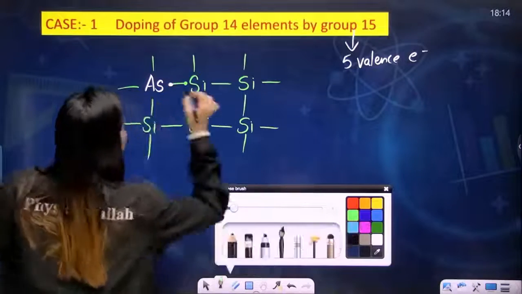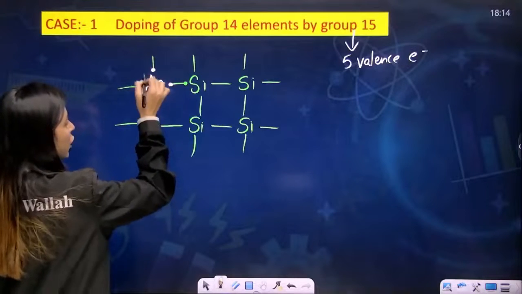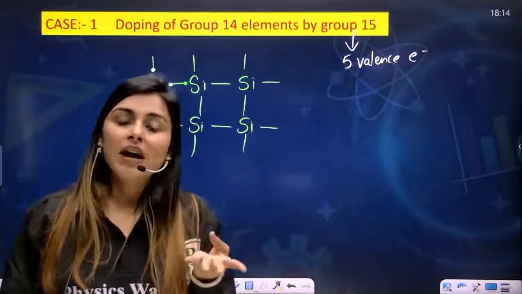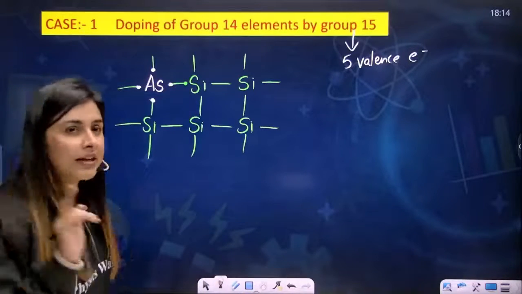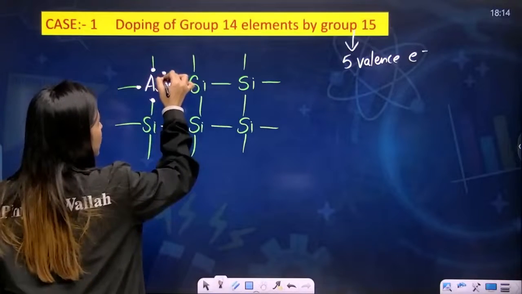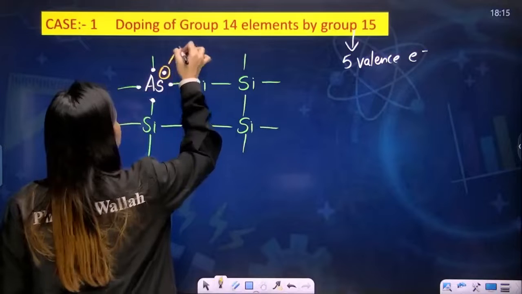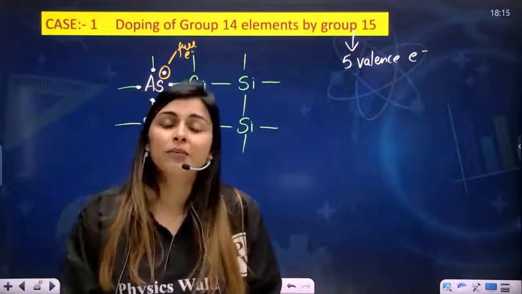Again, 1 electron will be of arsenic, 1 for silicon, 1 for arsenic, 1 for silicon, 1 for arsenic, 1 for silicon. Ma'am, 4 of the valence electrons of arsenic have been used. Still, 1 electron is left. Yes, and my dear students, that 1 electron is present here. And this is actually your free electron. This is your free electron because it is not involved in any bonding.